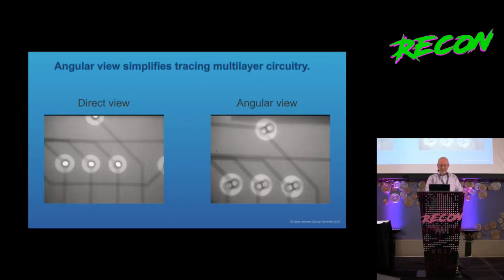So here's a direct view. We've been looking at the direct views. Now we have an angular displacement. And at that point, you can see that they're positioned at different layers. And now you can trace out that specific layer.